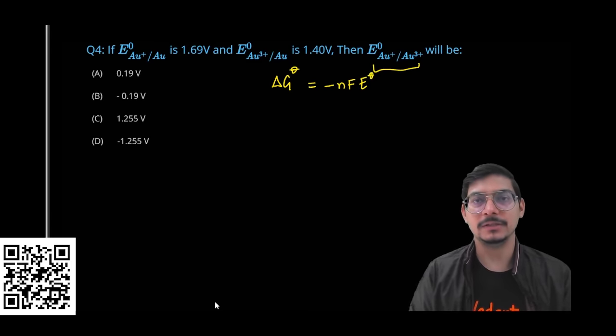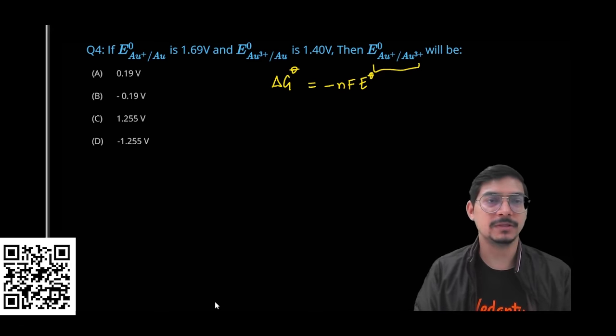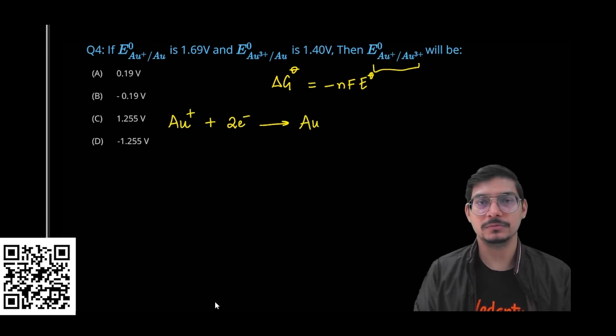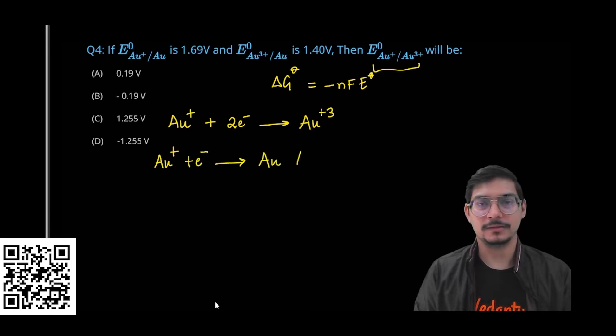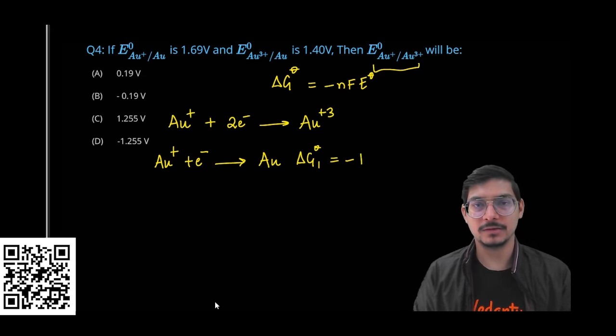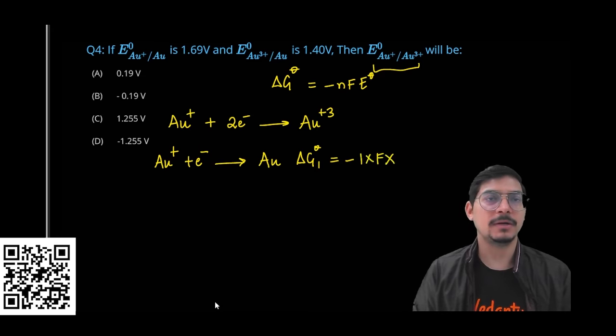So the equation that we need is Au plus to Au3 plus, which means that Au plus loses 2 electrons and converts to Au3 plus. Now we can see that Au plus has to be on the reactant side, which means that I'm going to take the first equation as it is. Au plus plus electron gives us gold, and its Gibbs energy, let's call it delta G1, is minus 1 (just one electron) multiplied by the Faraday constant multiplied by the reduction potential, which is 1.69 volt.